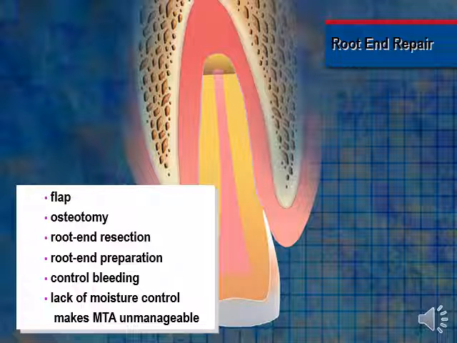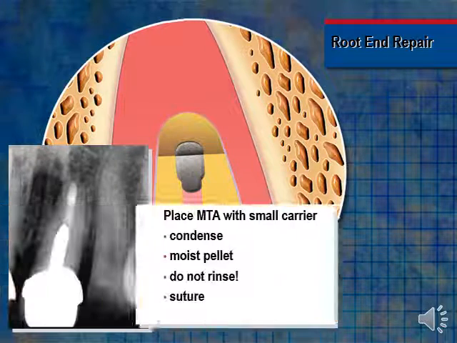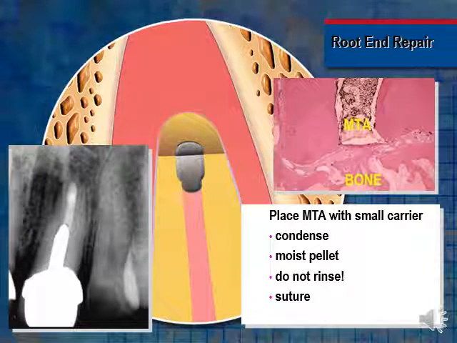Root-end repair: flap, osteotomy, root-end resection, root-end preparation, then control bleeding, as lack of moisture control makes MTA unmanageable. Root-end repair, see the pictures. Place MTA with a small carrier, condense with moist pellets, do not rinse.